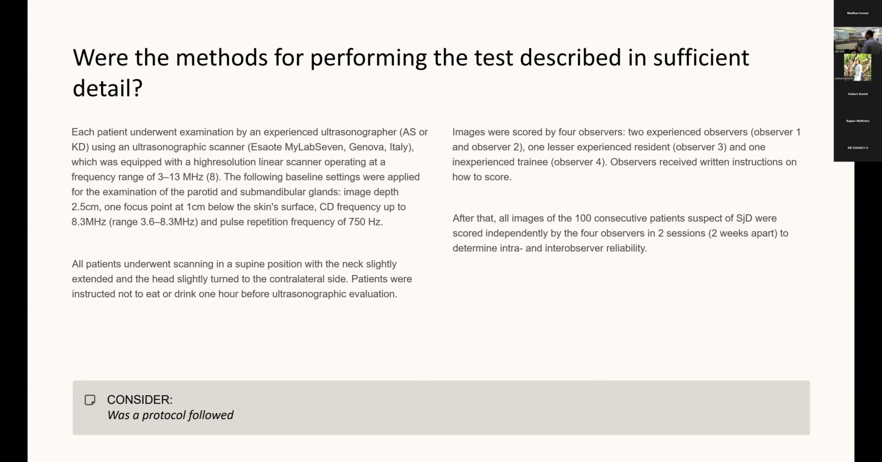Even how they scored the images: all observers received written instructions on how to score, and 100 consecutive patients were scored independently. So they took all the images, made a PowerPoint, and then showed it in random order, independently, to all 4 observers, and asked them to score the patients.